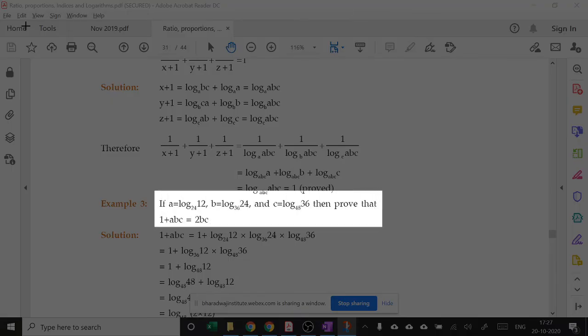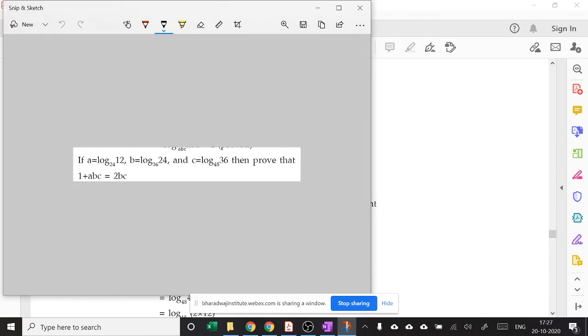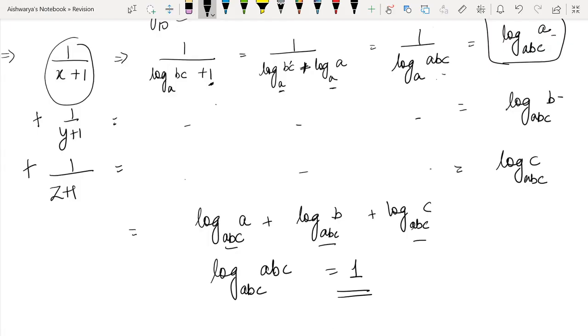These are all saying prove that, but when it comes as a multiple choice question, what will happen is you'll have to actually find out what is the answer. They'll give you option A 1, option B 0, option C minus 1, like that. Then you will take option A, which is 1. Okay. Now coming to the next question.